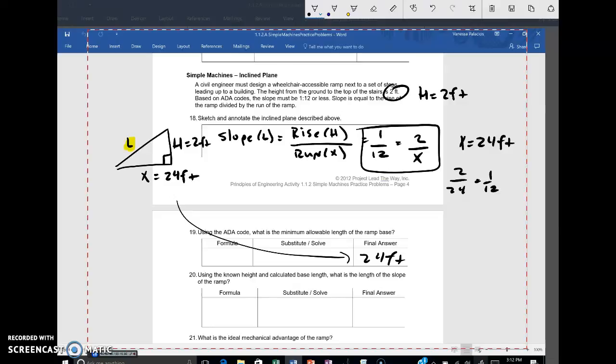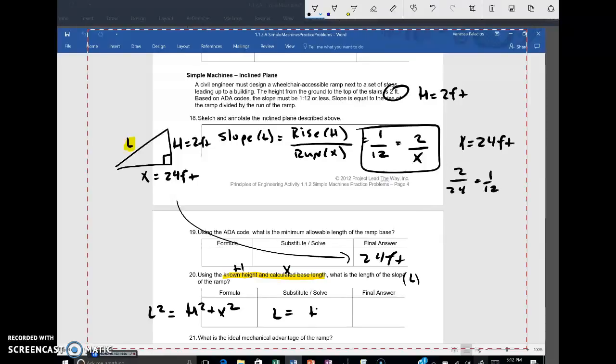Now, the next problem tells us, using the known height, h, and the calculated base length, which is x, what is the length of the slope of the ramp? So that's going to be L. So we need to solve for L. So what equation, when we did the math review, can we use in order to solve for the length, right? So remember, the Pythagorean theorem is L squared is equal to h squared plus x squared, right? And we can use this because we know our h and our x.